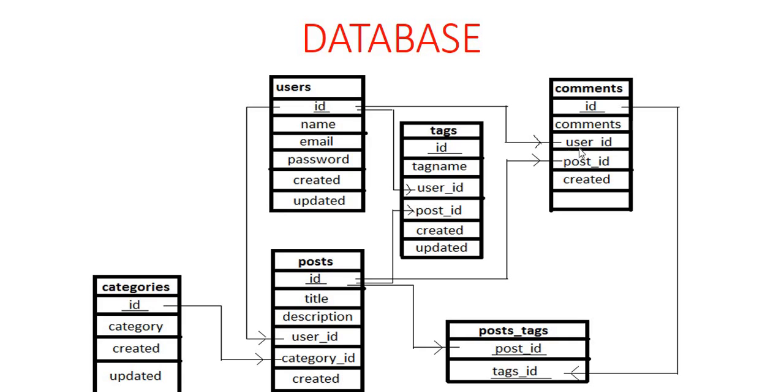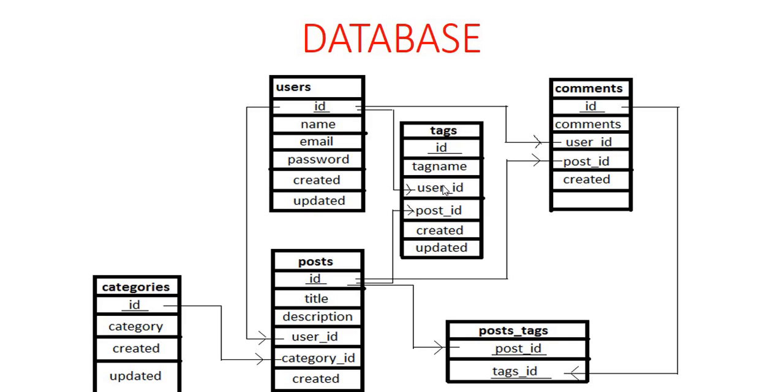Okay, so that's why I have taken user ID and post ID as foreign keys, and I have linked them. I have taken user ID as a foreign key and linked it to my users table, because I'm linking the ID of the users inside my comments table, and I'm linking the ID of the posts table inside my comments table.